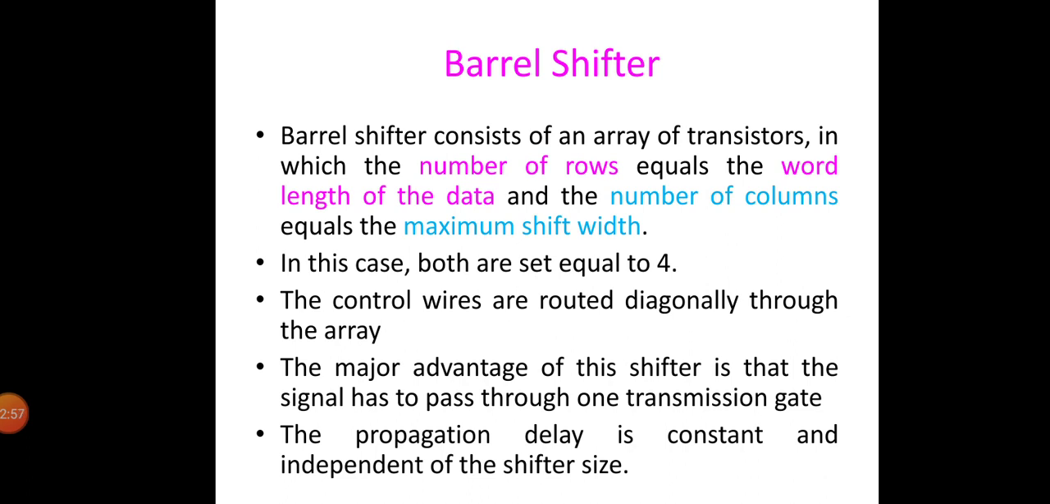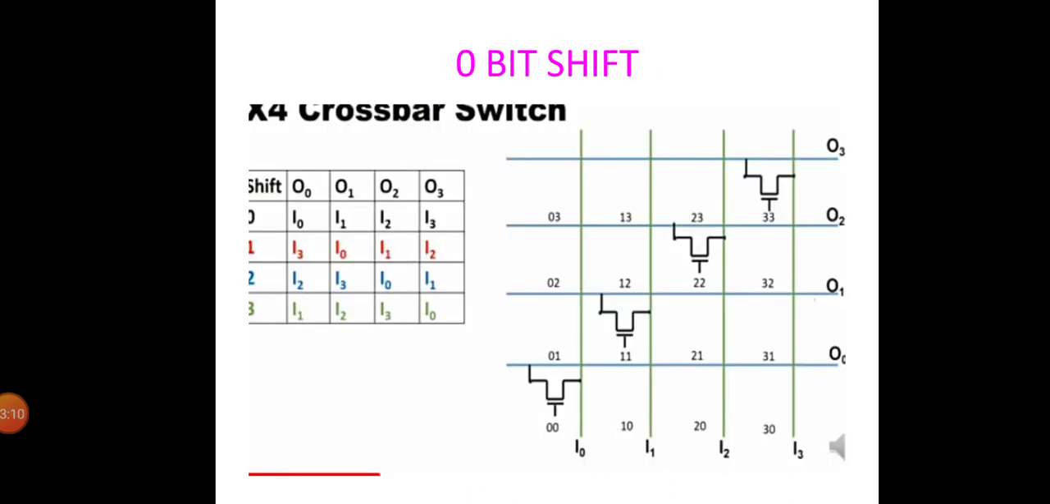The barrel shifter consists of an array of transistors in which the number of rows equals the word length of the data. The structure of the barrel shifter is shown in this diagram, and in this case both are set equal to 4. The control wires are routed diagonally through the array. A major advantage of this shifter is that the signal has to pass through at most one transmission gate. In other words, the propagation delay is theoretically constant and independent of the shift value or the shifter size.